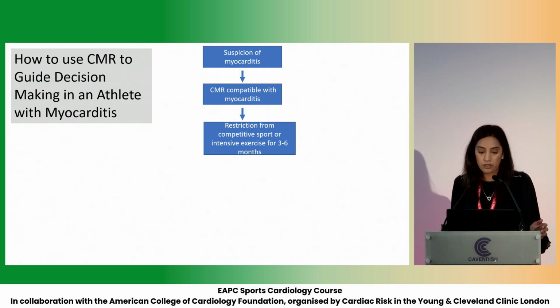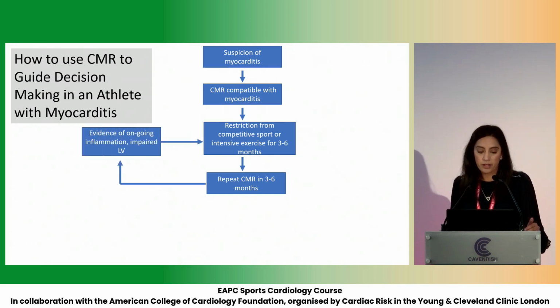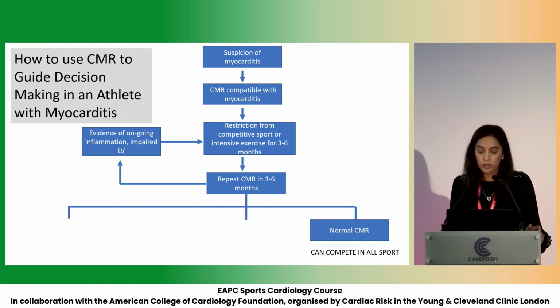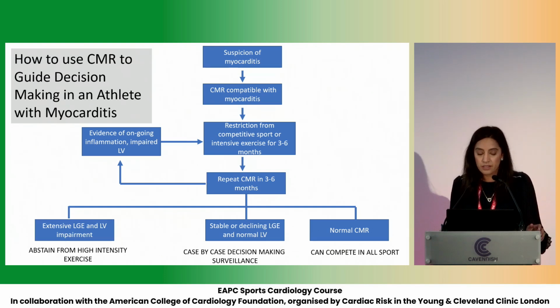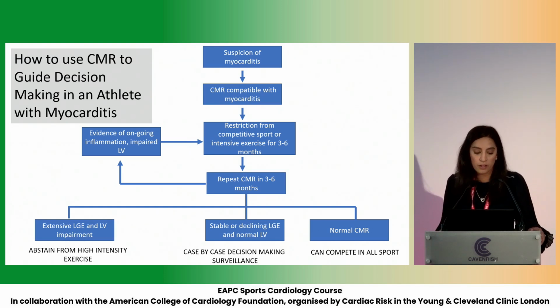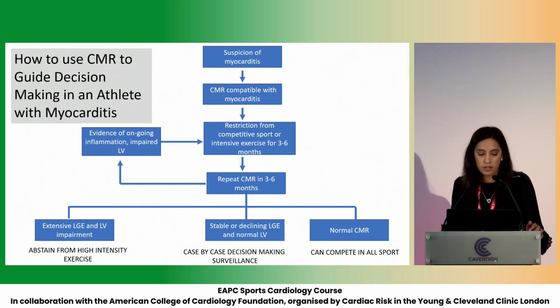If you find the inflammation, then you need to restrict these individuals for a period of 3 to 6 months and then repeat their evaluation again. If they've got ongoing inflammation or impaired LV function, again, you need to give them the exercise advice. But if their MRI is normal with no inflammation, good LV function, and their other tests are normal as well, then they can go on to compete in all sports. If they've got stable or declining late gadolinium and a normal LV function, you need to make a case-by-case decision. We keep them under surveillance. And those with extensive late gadolinium, so I'm talking about more than 20% of the LV myocardium, or they've got LV impairment, then the advice is abstain from high-intensity exercise.